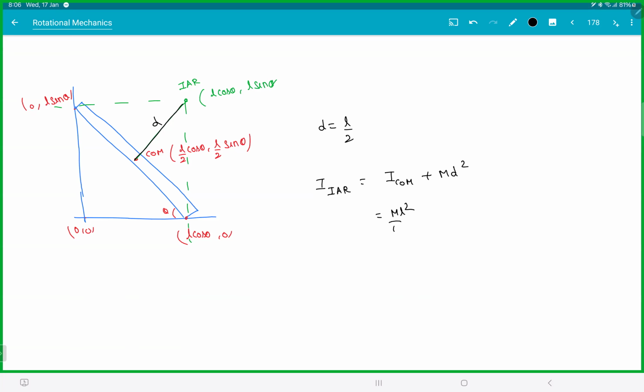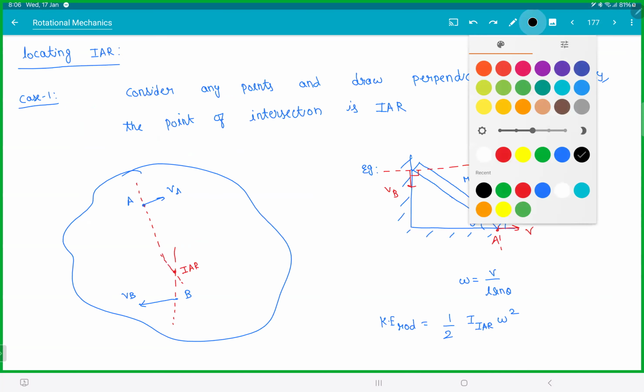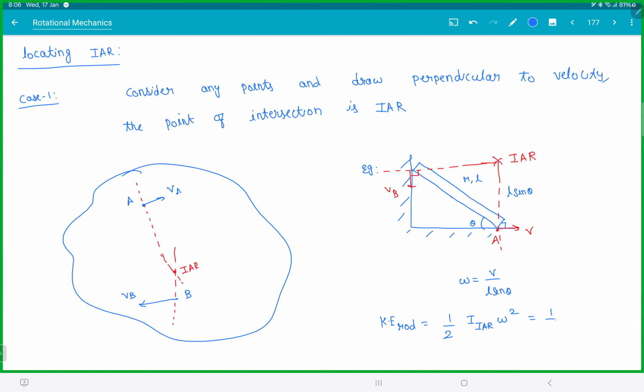Which should be ml square by 12 plus ml square by 4, which is ml square by 3. That's your moment of inertia. Now put that here. This will be half ml square by 3.